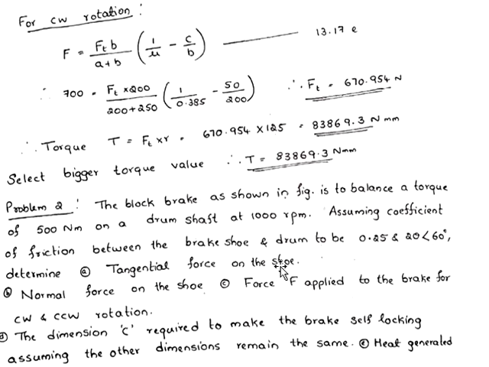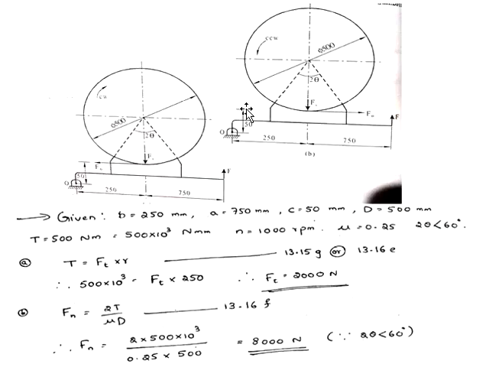Determine the tangential force, normal force, force applied to the brake for clockwise rotation and counterclockwise rotation, and the dimension C required to make the brake self-locking, assuming all other dimensions remain the same, and also find out the heat generated. We have a total of 5 sub-questions. So moving on to the first sub-question, we'll refer to the diagram first. This diagram is given in the question.